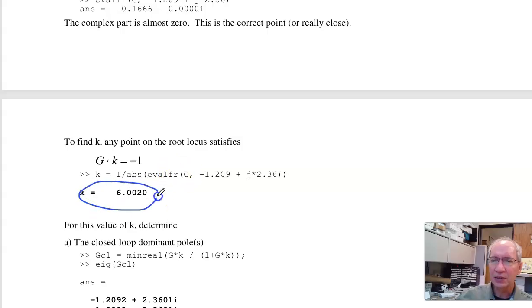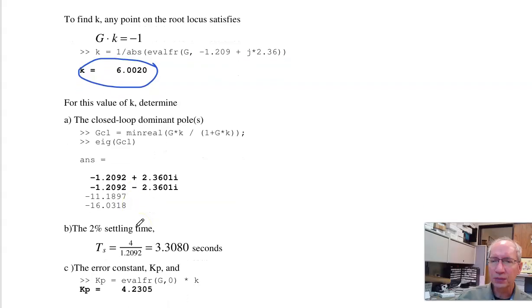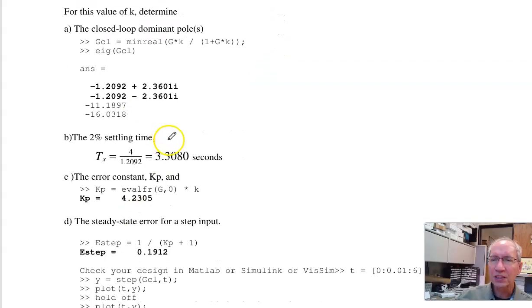K is 6. So if I try it, close the feedback loop when K is 6, here's my dominant pole, this complex conjugate, and 2 other poles. The settling time is 4 over the real part of the dominant pole. Steady state error is 1 over Kp plus 1. Kp is the gain of G of s times K as s goes to 0.